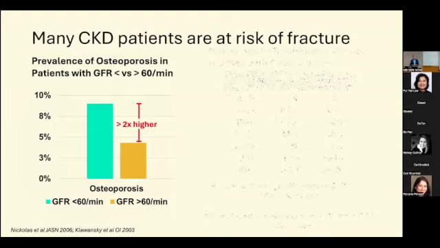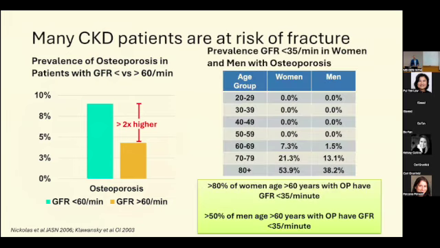And we also know that when you take a look at patients with a pre-existing diagnosis of osteoporosis, more than 80% of women and more than half of men, 60 years of age or older, have a GFR less than 35, so that's severe CKD. So we know that these two disorders occur commonly together, and whether you're a nephrologist, rheumatologist, or endocrinologist, you're going to see these patients in your clinic. So it's really important that we have biomarkers that help you not just to diagnose the disorder, but also to monitor it over time.